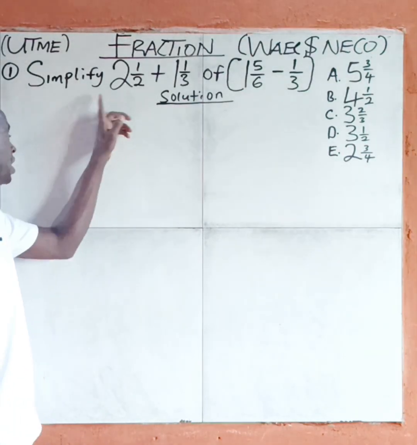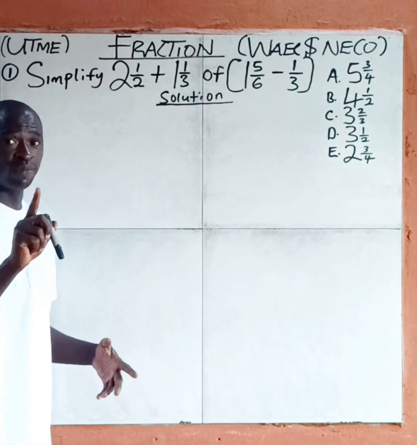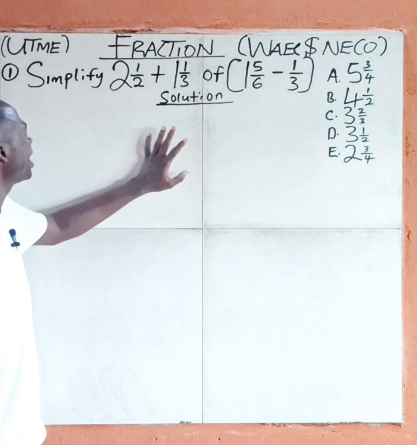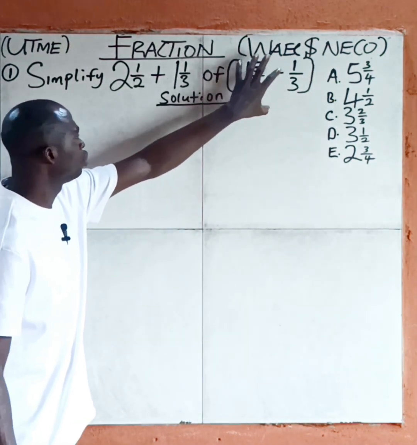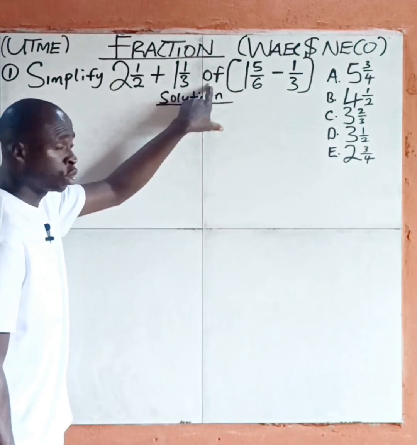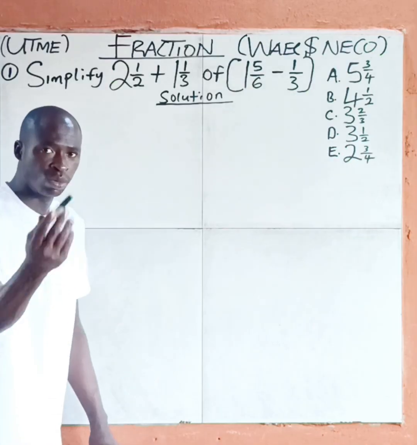The first question says simplify this. When you are being given questions in fraction to do, the very first thing you simply need to do is try to interpret your question. What are they trying to say? What they are saying here is you work on whatever you have in this bracket, and then you turn this off to multiplication sign, then you drag everything down, then you simplify further. So let's go straight without wasting much of our time.